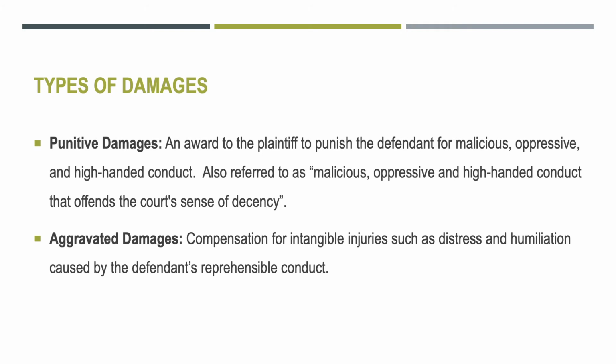Punitive damages are an exception to the general rule that damages in tort are intended only to compensate the plaintiff. So punitive damages are more rare. They are awarded to punish the defendant for outrageous, antisocial, or illegal behavior. It's often referred to by the courts as malicious, oppressive, and high-handed behavior that offends the court's sense of decency. For example, if someone gets behind the wheel after drinking alcohol and then intentionally drives their car into the path of an oncoming car, causing injury to the driver, punitive damages may be awarded.